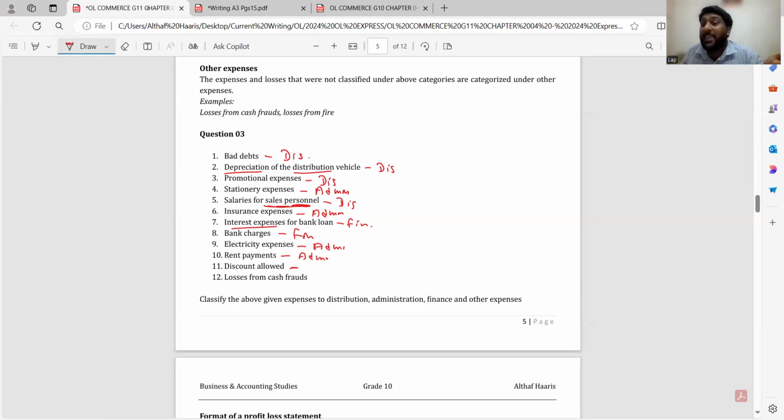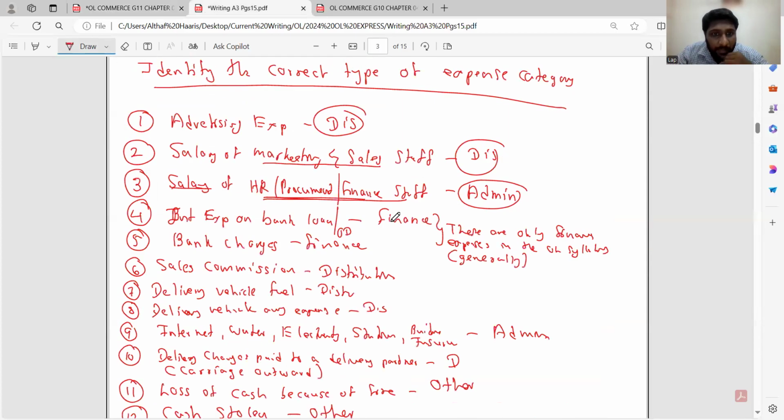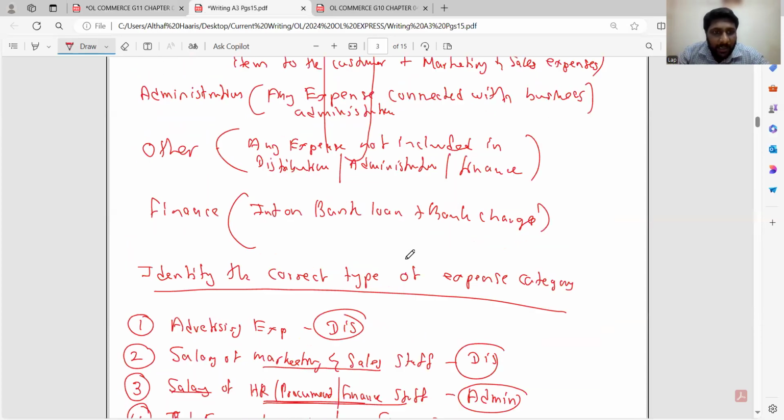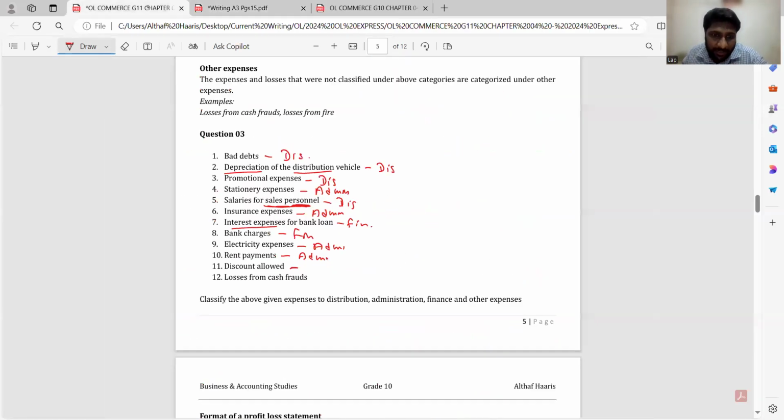Discount given, people, again connected with the customers. So another one, I'll write it here. Expenses connected with delivery to the customer, marketing, sales, and expenses connected with the customers. Expenses connected with the customers, like bad debts, discount giving to the customers. So it is also distribution expense. Losses from cash fraud, other. That's it.